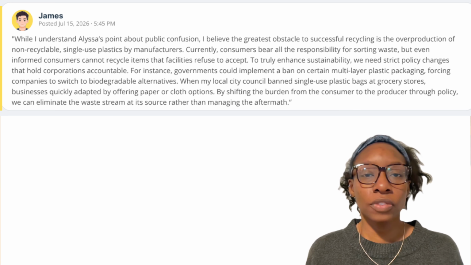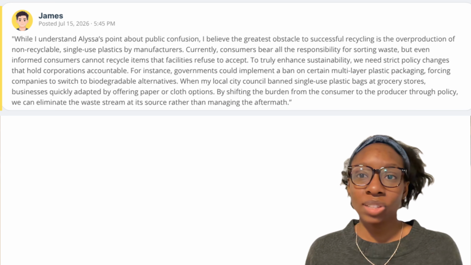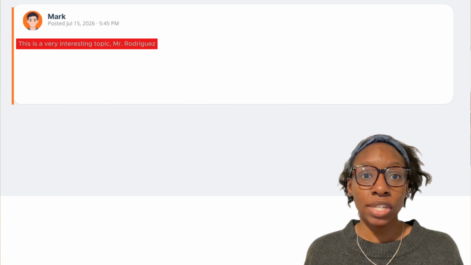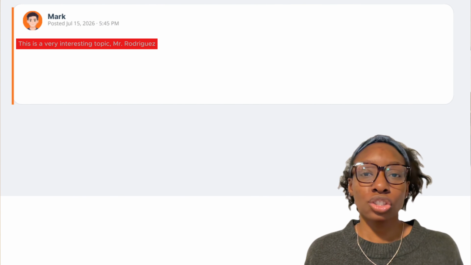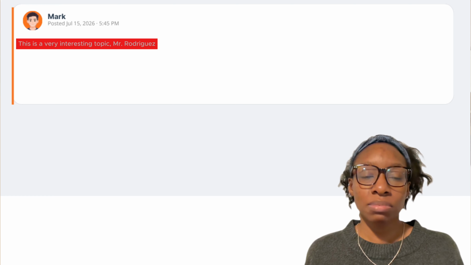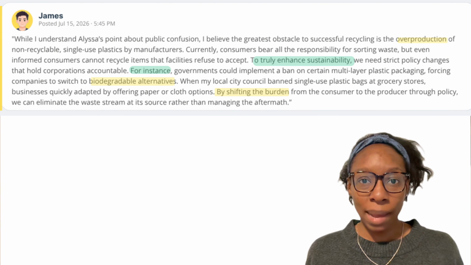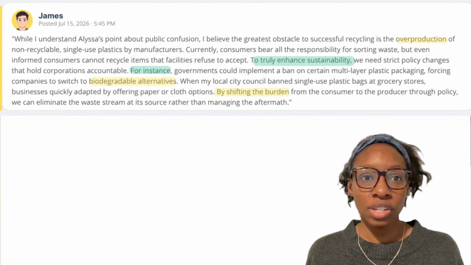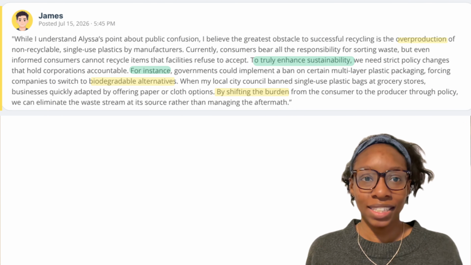Notice how there is zero fluff here? A weaker response might start with something like, "This is a very interesting topic, Mr. Rodriguez." In a strong response, you don't have time to make small talk. Every single word is working to answer the prompt. On top of that, the writer uses precise vocabulary and a variety of sentence structures to express ideas clearly and effectively. Here's a pro tip. Keep an eye on your word count as you wrap up that example.